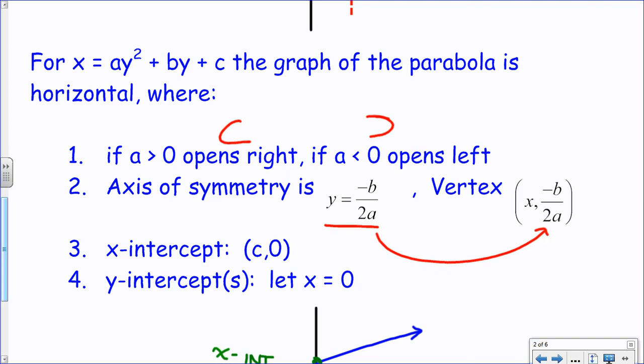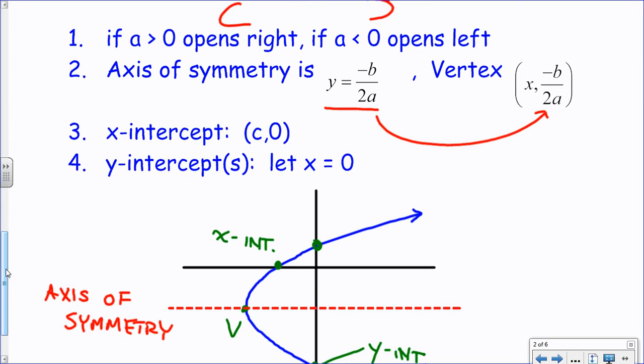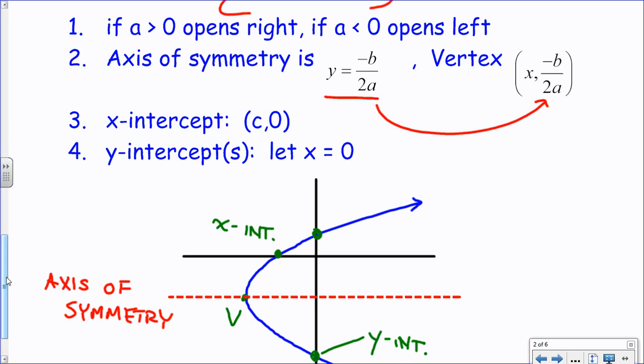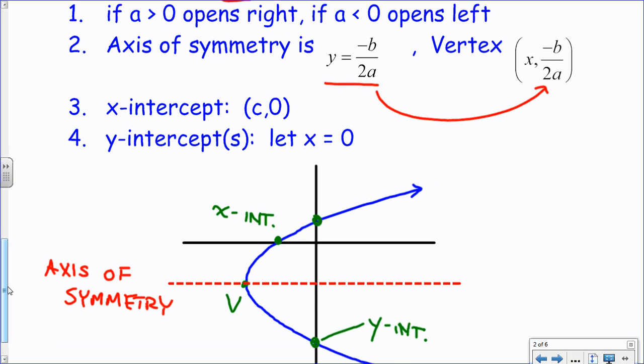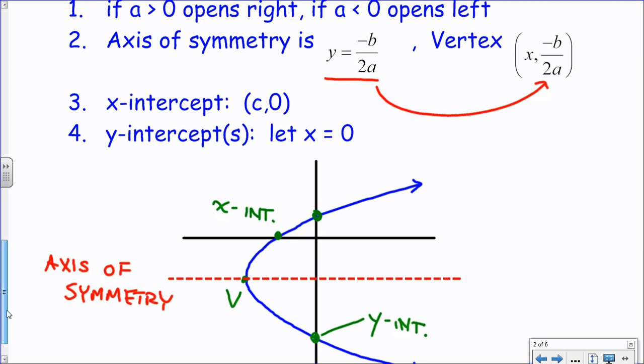This time you'll have just one x-intercept, and that'll be at c, 0. And then to find the y-intercepts, you would factor or use the quadratic formula. And there is that sketch.